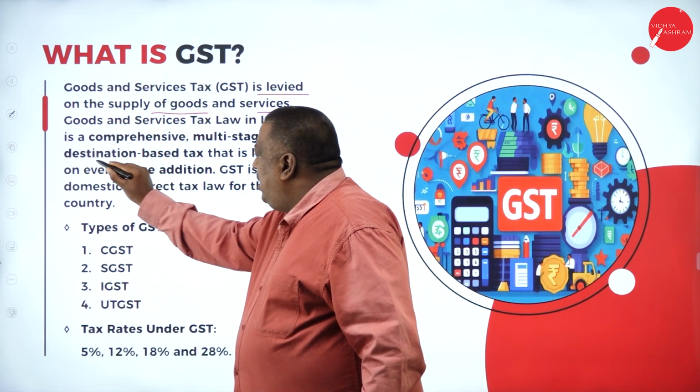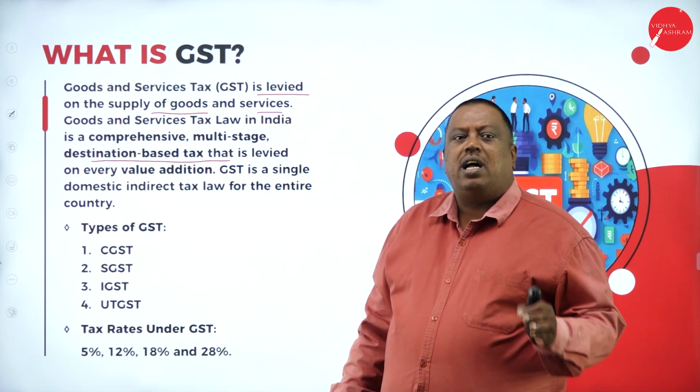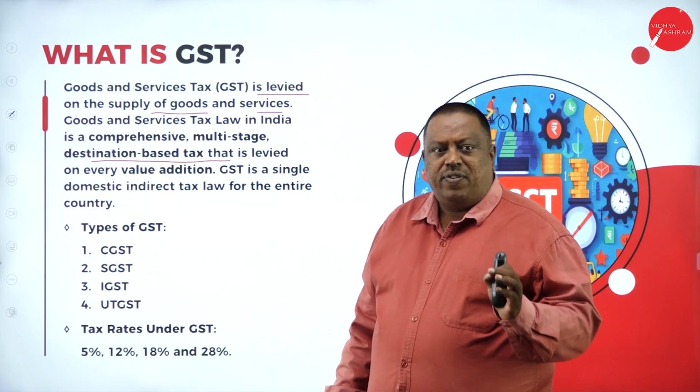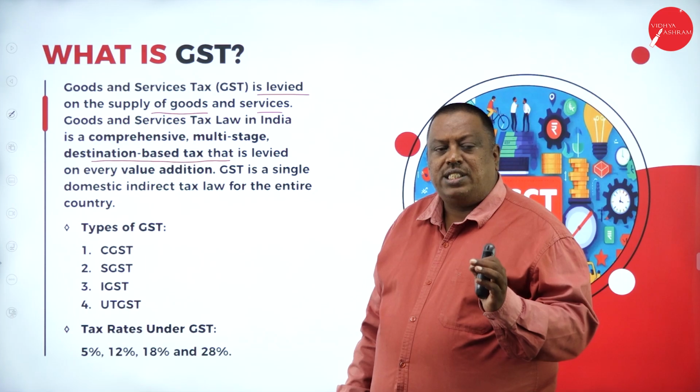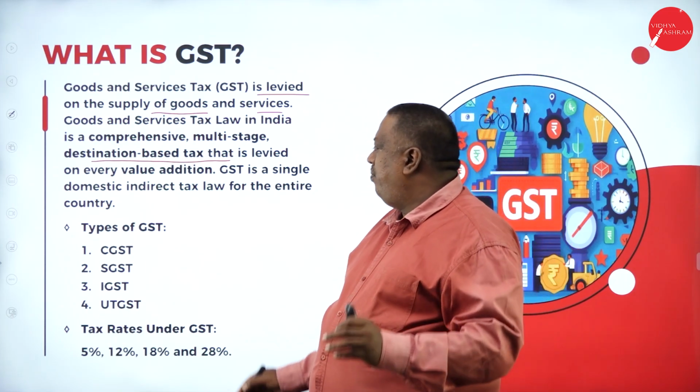Next, it is always called a destination-based tax, meaning the tax will be paid by the ultimate beneficiary, the person who receives the services or the person who is going to use the commodity.